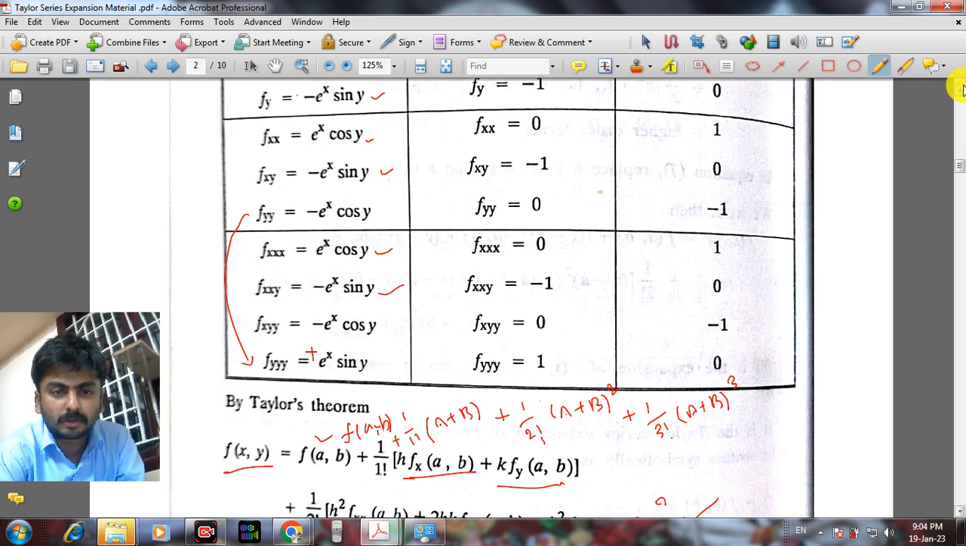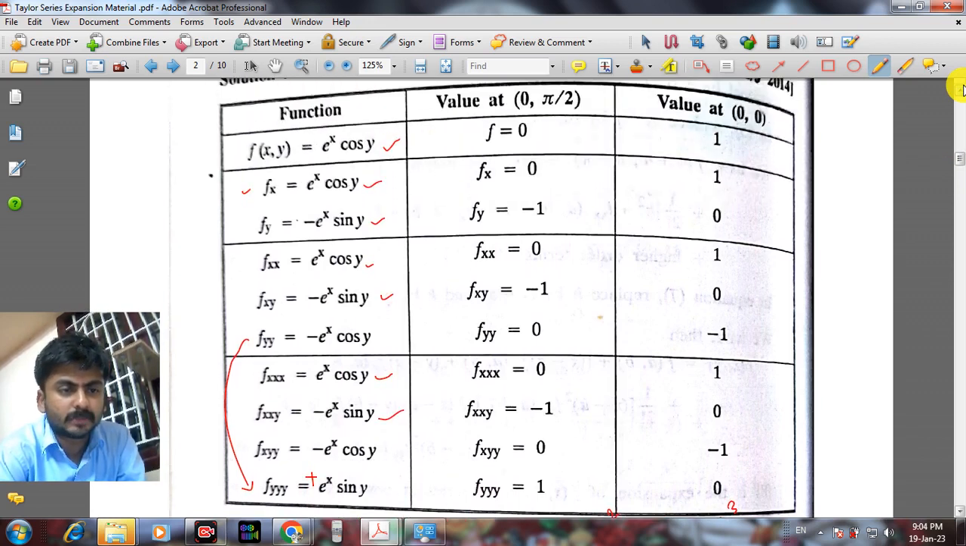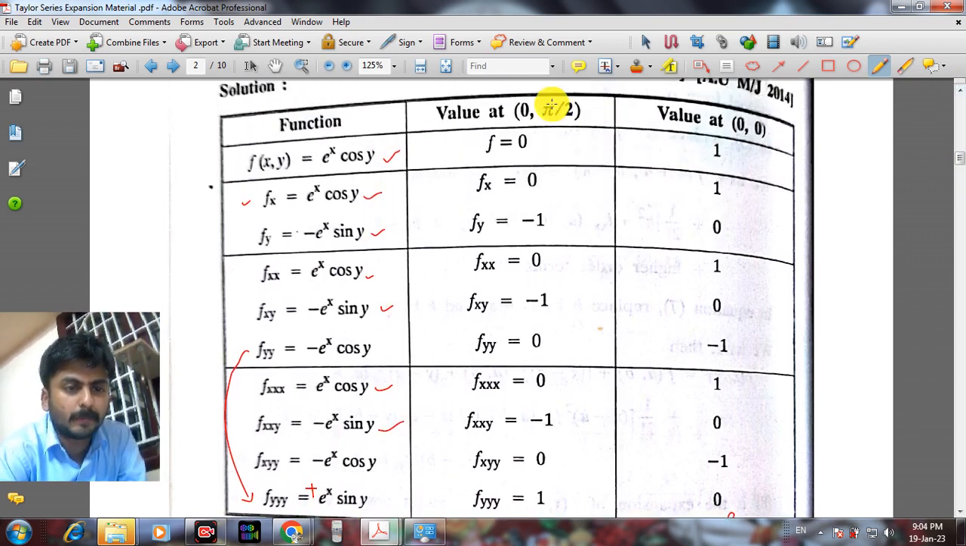Now we want to substitute the point 0, pi by 2. You can use a calculator also. If you want to use 0 and pi by 2 as angles, you have to change it to degree mode. So 0 is 0 degree, and pi by 2 is 90 degree.